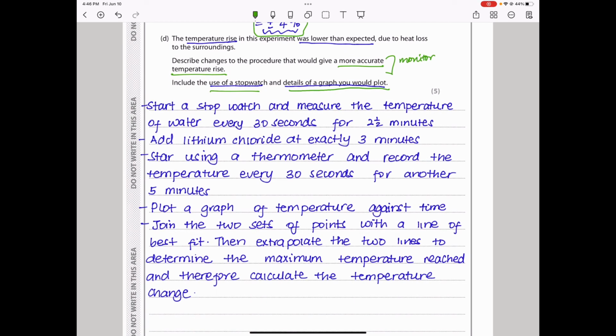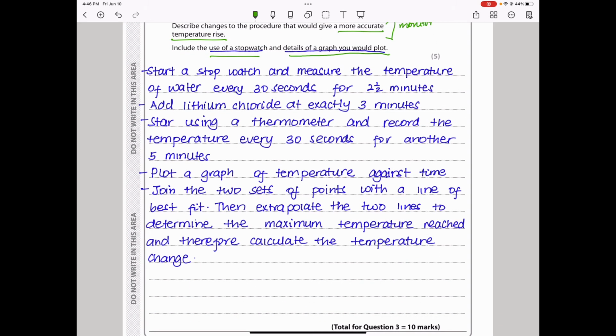So, of course, we are going to start by putting the sample, maybe in a polystyrene cup. Actually, let me draw a polystyrene cup. You put in the sample. Then we'll start the stopwatch and we'll measure the temperature of the water every 30 seconds. Remember, we're going to put in the water and measure the temperature in order to ensure the temperature of the water is going to be stable.